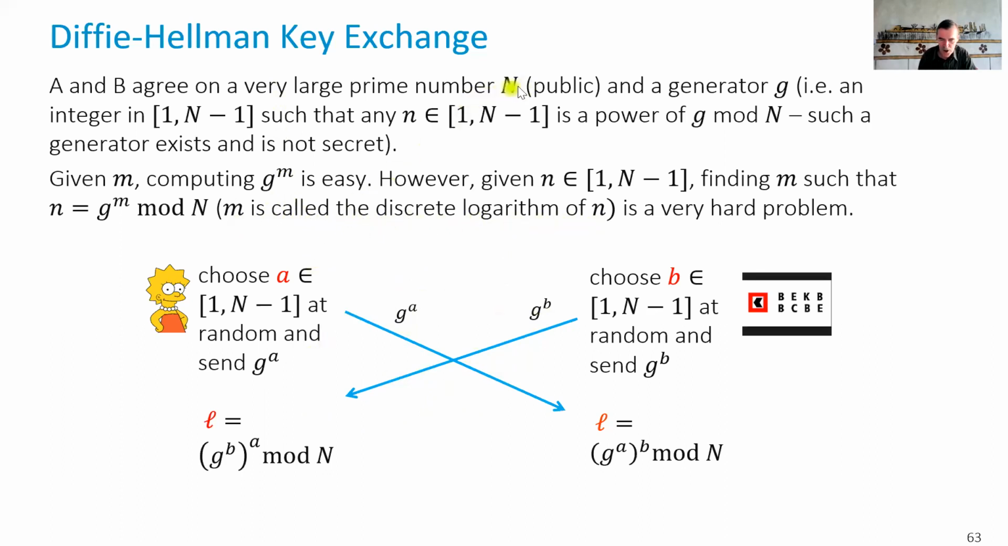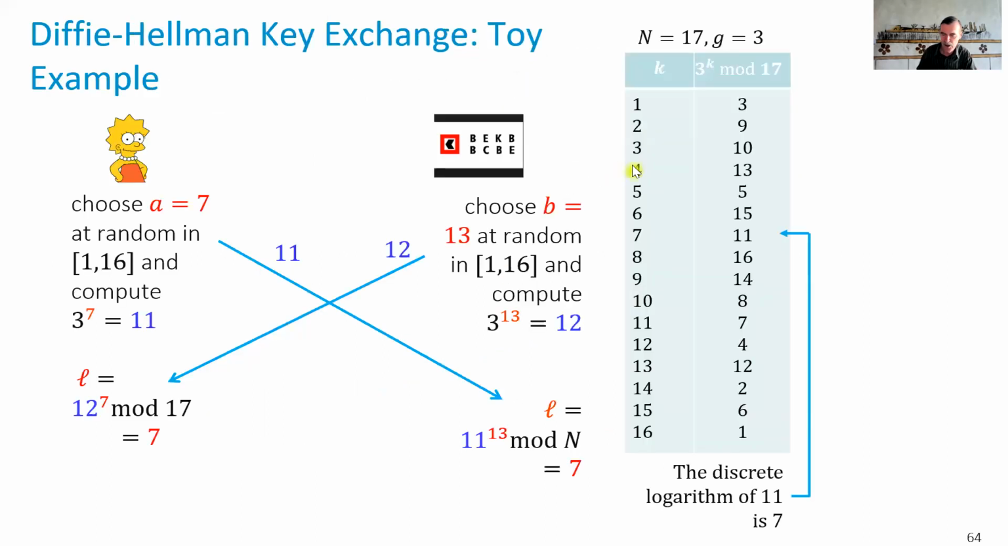So it works as follows. We use large prime numbers, so you find similar ingredients with RSA, and what is called a generator. So what is a generator? Well, if you have a prime number, let me give an example here, like 17, a generator is a number like 3, such that for all the numbers between 1 and 16, so modulo 17, the numbers are 0 to 16, but 0 here is not interesting.